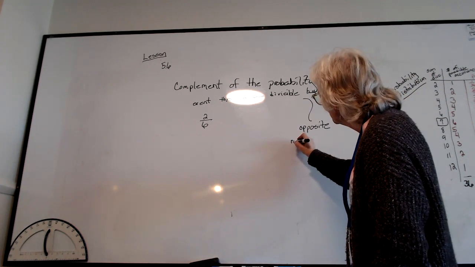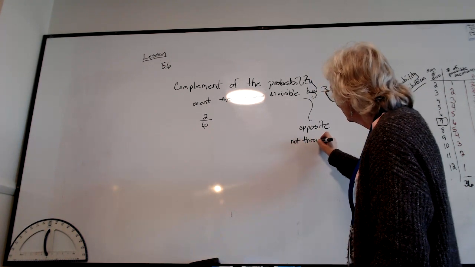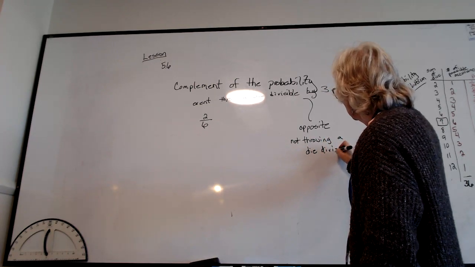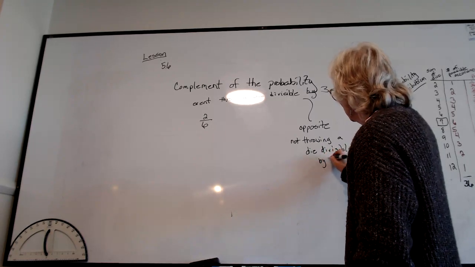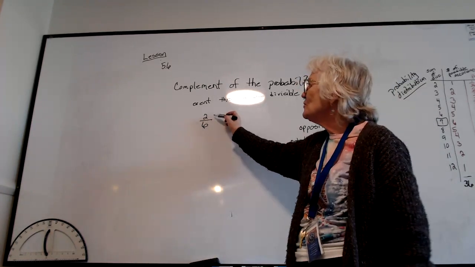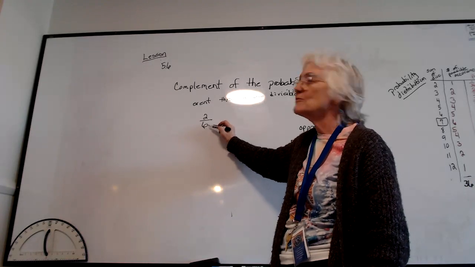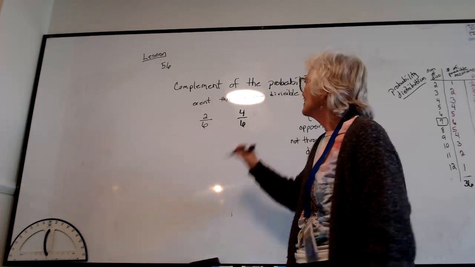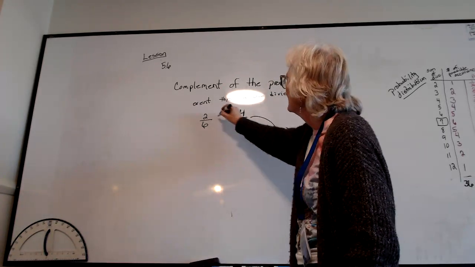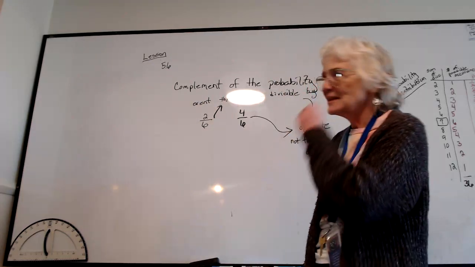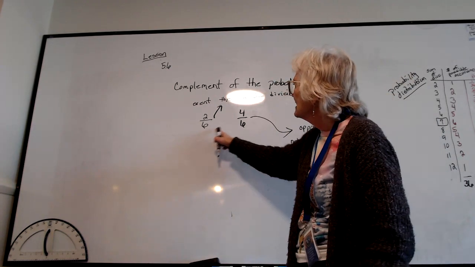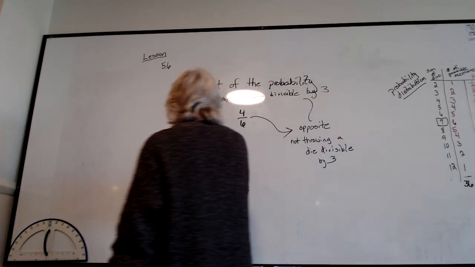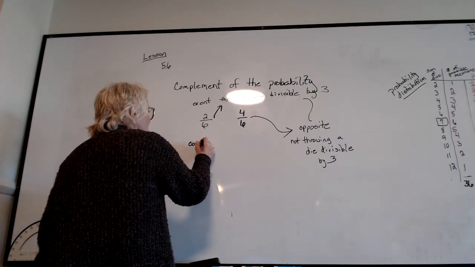So the opposite would be not throwing a die divisible by 3. And if there's 2 out of 6 that are divisible by 3, there would be 4 out of 6 that are not divisible by 3. So this is the complement, and this is the event. Notice that they add up to 1. So complements always add up to 1. That's the way you can find them.